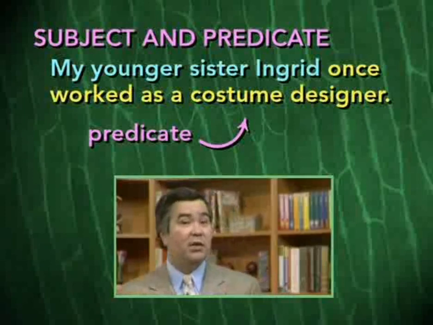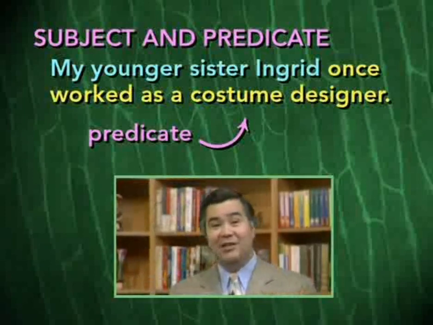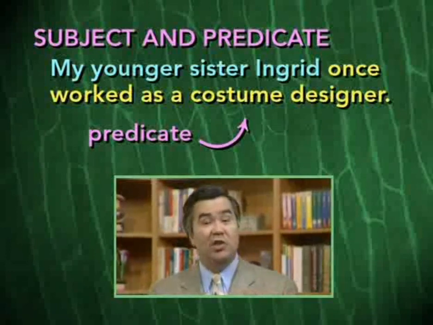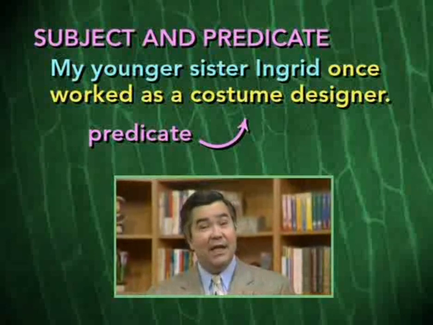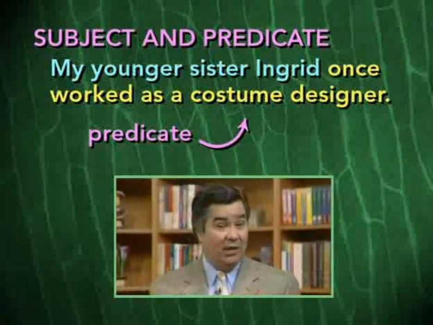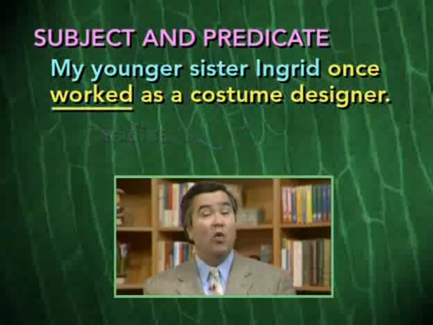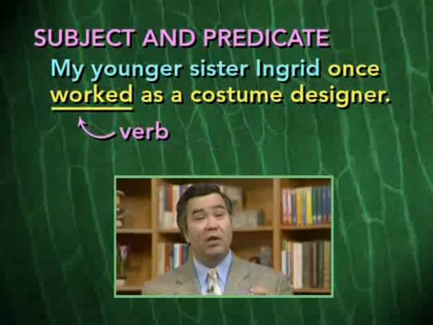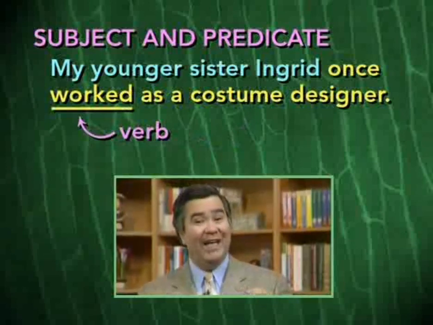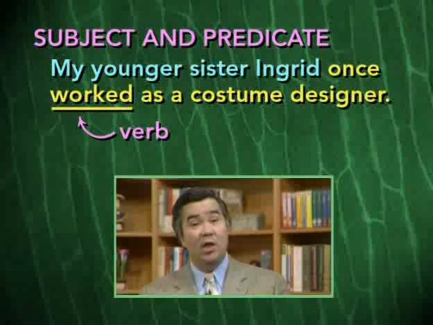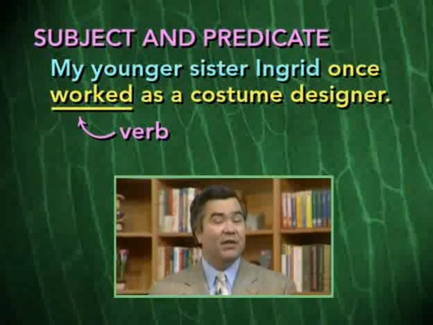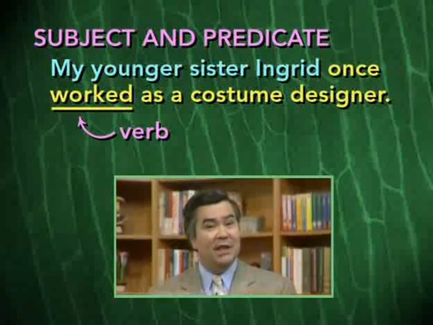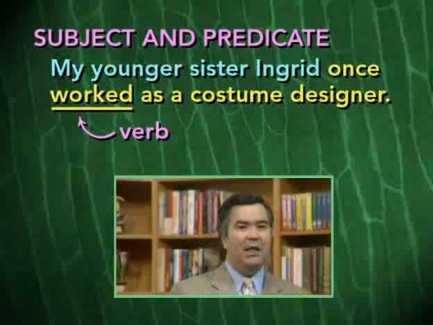Now, is there one most important word in the predicate that tells exactly what Ingrid does, or in this case, did, because it's talking about something from the past? Yes, there is one word that is most important in the predicate. It's the word worked. Worked is the verb in this sentence, and it's the most important word. It tells us exactly what Ingrid did. She worked. Notice that all the other words in the predicate give us more information about what Ingrid did. The word once, for example, tells us when she did it, at one time in the past.